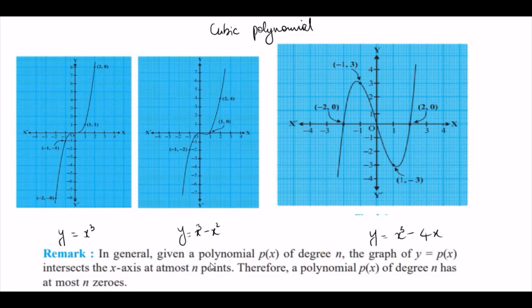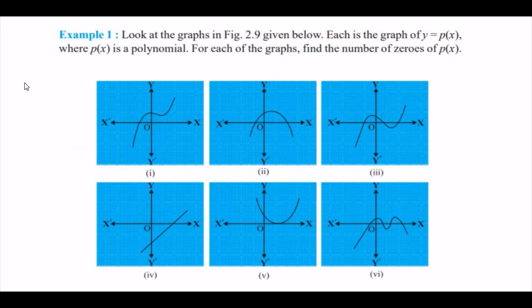So in general you can say, given a polynomial p of x of degree n, the graph of y equal to p of x intersects the x-axis at most n points. Therefore, a polynomial p of x of degree n has at most n zeros. That is, the zeros of the polynomial depend on the degree of the polynomial. So linear polynomial has exactly 1 0, quadratic polynomial has at most 2 zeros and cubic polynomial has at most 3 zeros. So you can say if the degree of the polynomial is n, the polynomial can have at most n zeros. Now let's see an example.